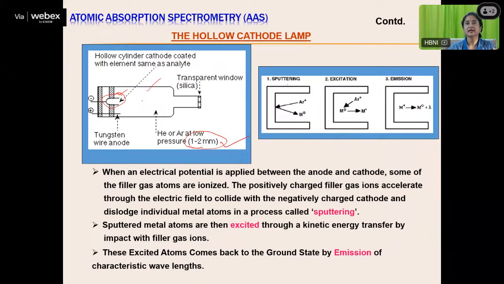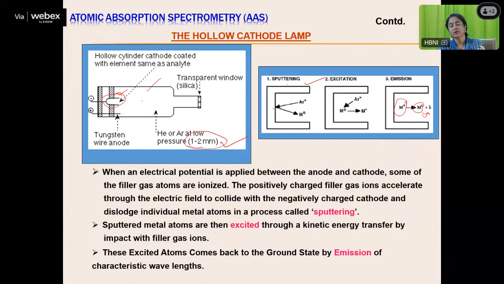Now the positively charged filler gas ions accelerate through the electric field to collide with the negatively charged cathode and dislodge individual metal atoms in a process called sputtering. So the filler gas will strike the cathode and then M0 will be there. The sputtered metal atoms are then excited through a kinetic energy transfer by impact of the filler gas ions, and these excited atoms come back to the ground state by emission of characteristic wavelength. So when these excited atoms come to the ground state, they emit their characteristic radiation.